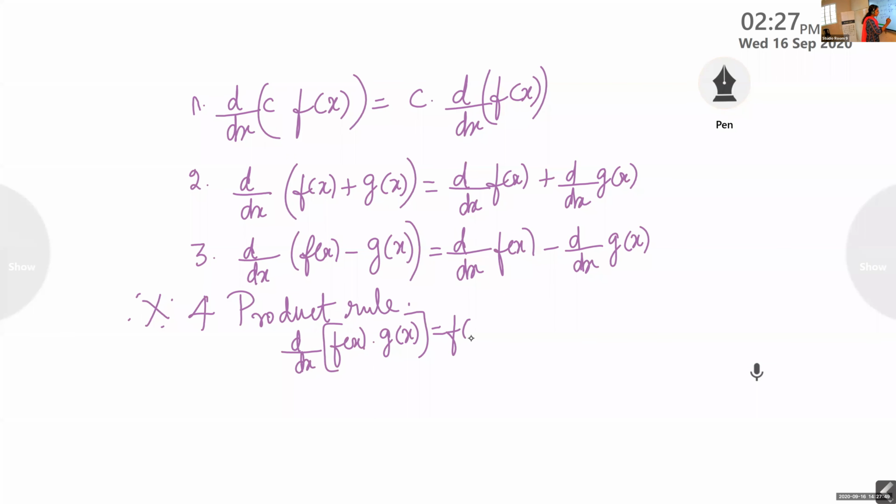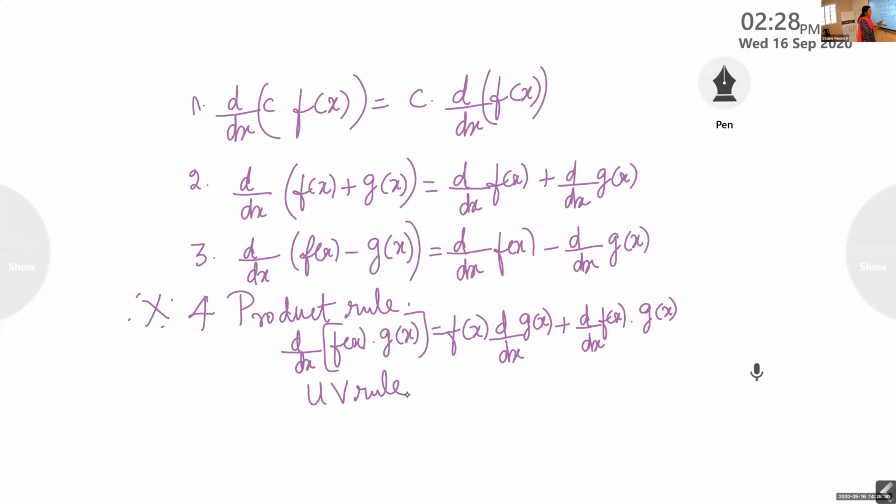I am keeping the first function, f of x, as such, and taking the derivative of the second function, d by dx of g of x, plus keeping the second function as such and taking the derivative of the first function, d by dx of f of x. Is it clear how to learn this rule easily? Suppose two functions are there in a product. First function as such, derivative of second function, plus second function as such, derivative of first function. This one we learn in another way, called the UV rule, the product UV rule.